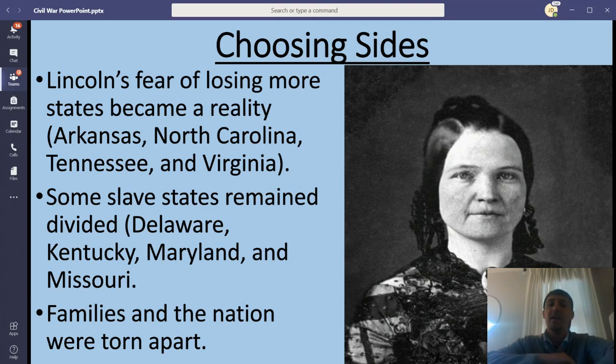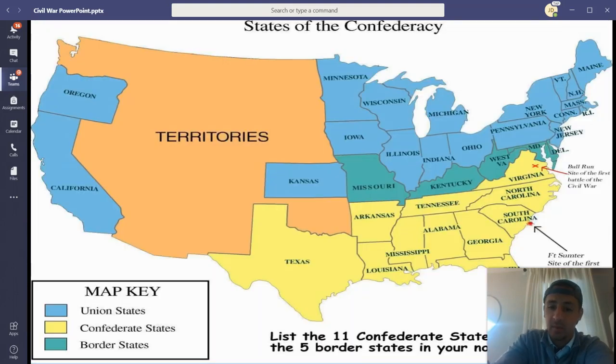So Lincoln was scared of losing more states. He already lost 7, and then 4 more wound up seceding: Arkansas, North Carolina, Tennessee, and Virginia. That brings our total up to 11. Now we have 11 Confederate states. 1, 2, 3, 4, 5, 6, 7, 8, 9, 10, 11. 11 are now officially separated.